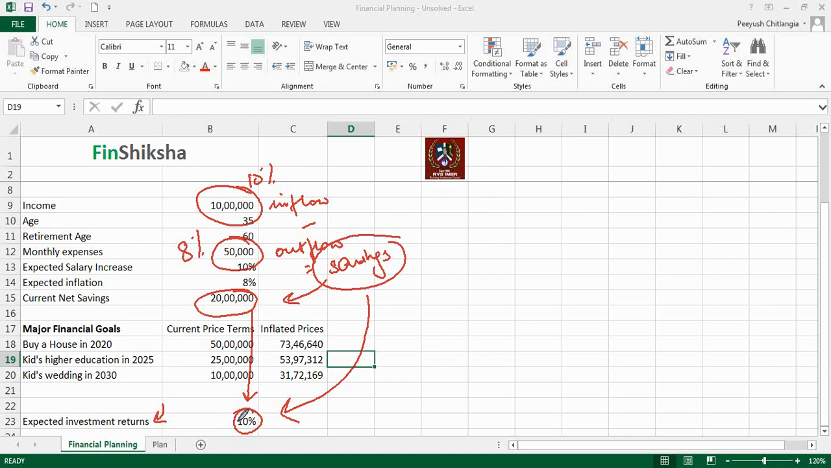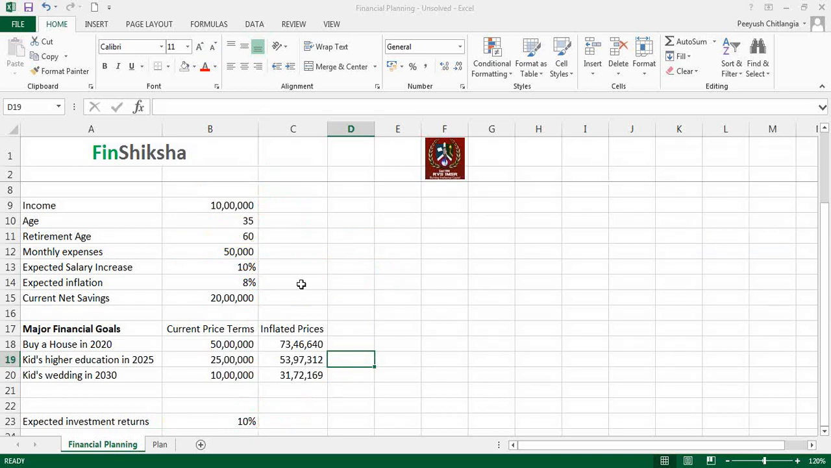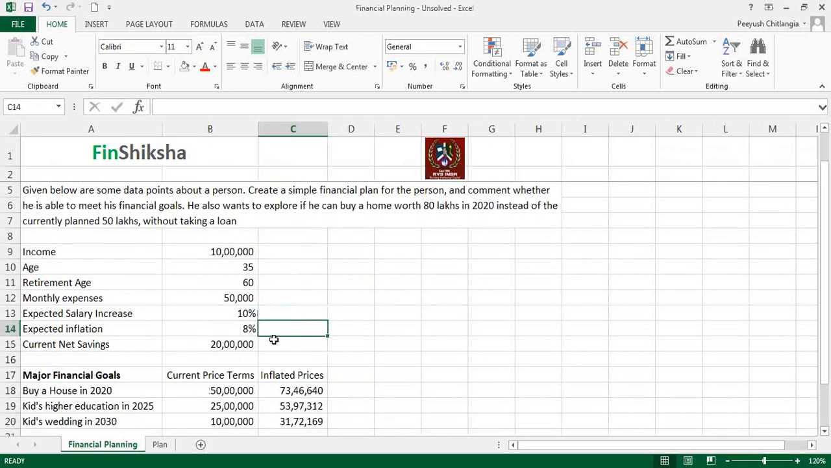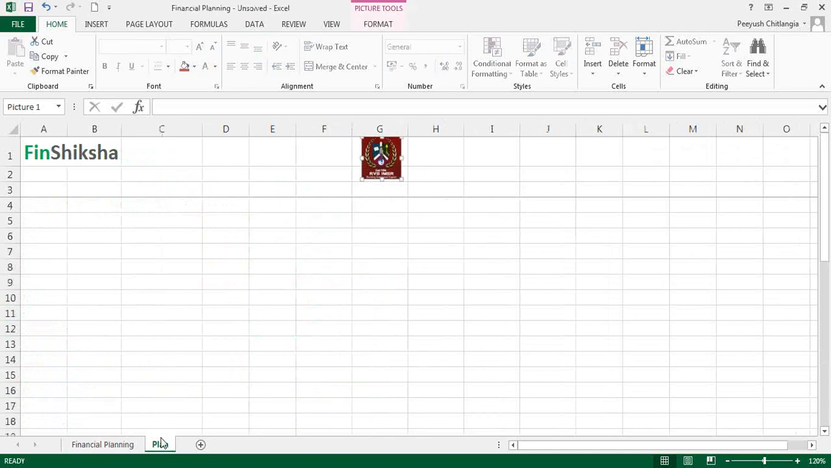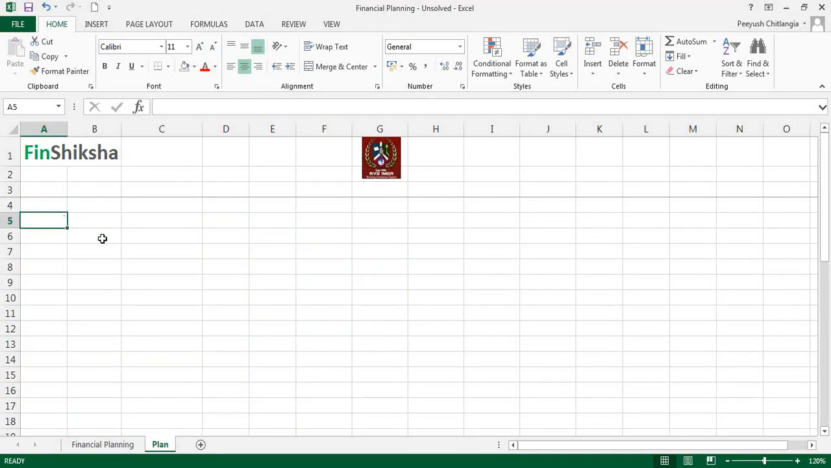We need to identify if the person is able to actually manage his goals and meet all the goals, right? For that, we'll have to create what is called a financial planning table, which we will create here. Let's call this a financial plan. This will have certain headers that will be put in.